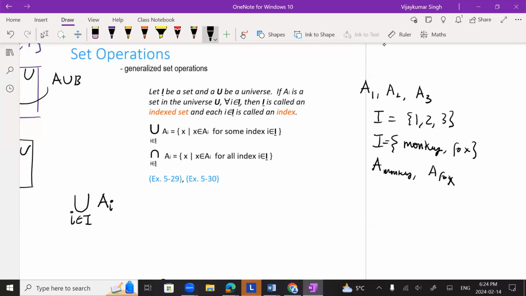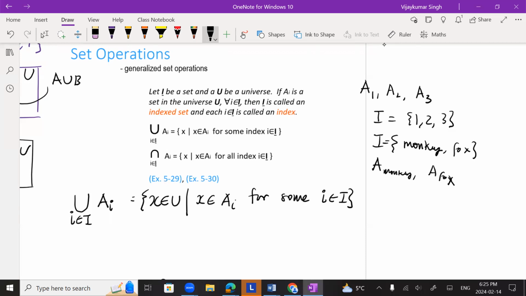All right. So what would the union of this mean? It's the collection of all those X belonging to U such that X belongs to A_i for some i belonging to I. All it is saying is that the union is the collection of all those elements in the universe such that what? X belongs to some A_i. It could belong to 1, 2, 3. It could belong to just one, or it could belong to all of them. It doesn't matter. Union means it must be there in at least one of them. Then it basically qualifies to become a part of the union.